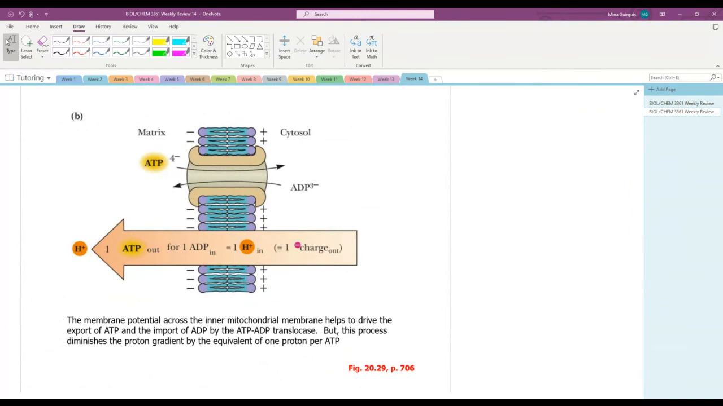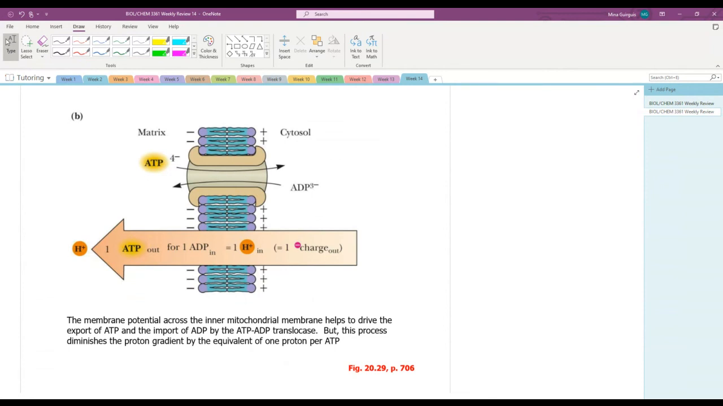Okay. So the membrane potential across the inner mitochondrial membrane drives the export of ATP and the import of ADP by ATP-ADP translocase, and this process diminishes the proton gradient by the equivalent of 1 proton per ATP. That's a lot of words. What it's telling you is the matrix has a ton of ATP once ATP synthase works, right?